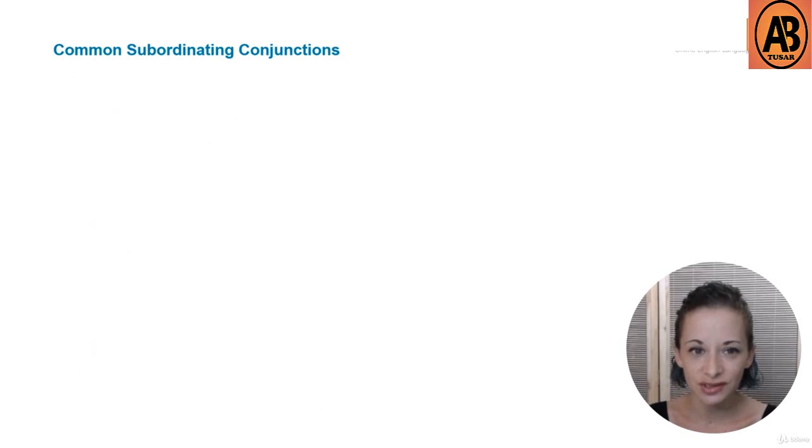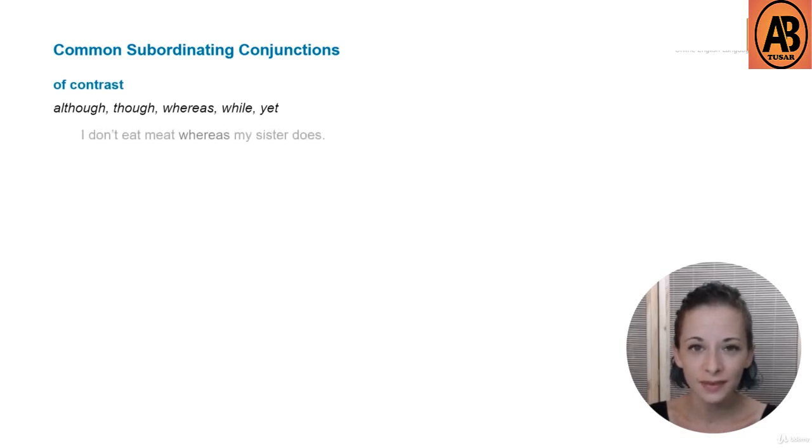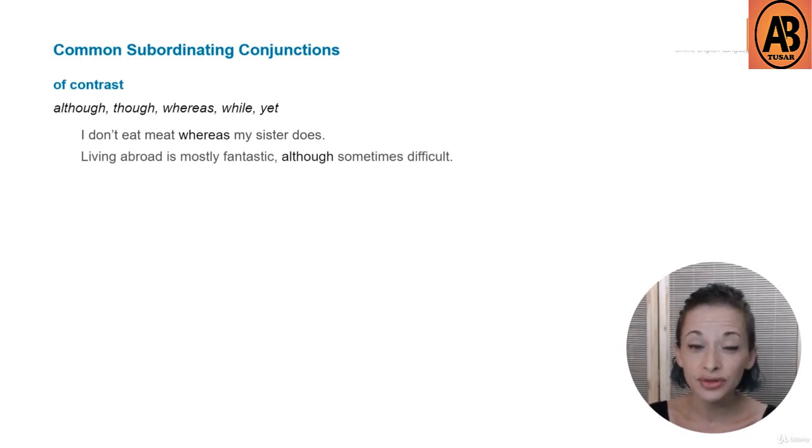Common subordinating conjunctions of contrast include although, though, whereas, while, and yet. I don't eat meat, whereas my sister does. Living abroad is mostly fantastic, although sometimes difficult.